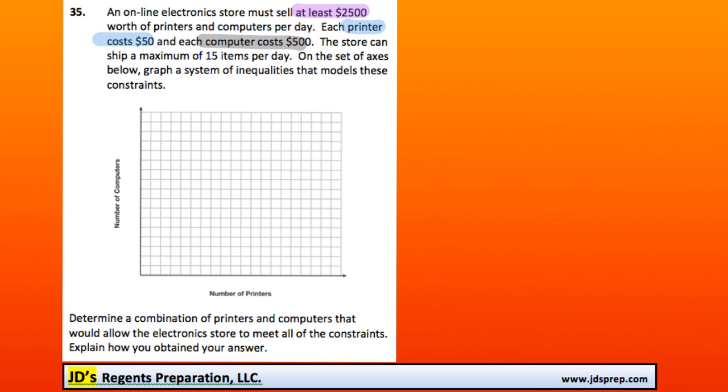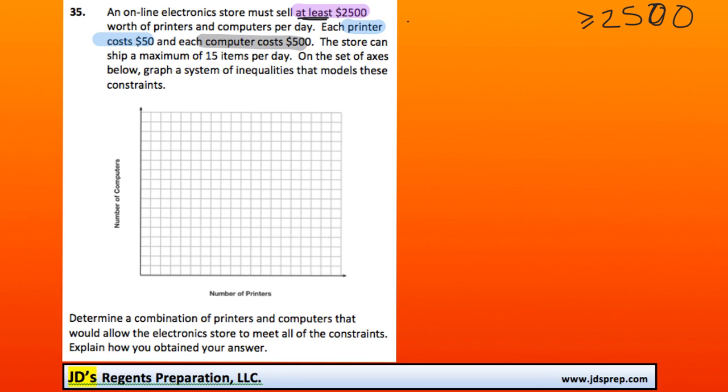What we need to do in this problem is graph a system of inequalities that models these constraints. So we're going to take this information and turn it into a couple of inequalities. Now I notice the word "at least" is helpful. That's an inequality, right? So the amount of money they're making needs to be at least $2,500. Now let's figure out how to express that inequality.